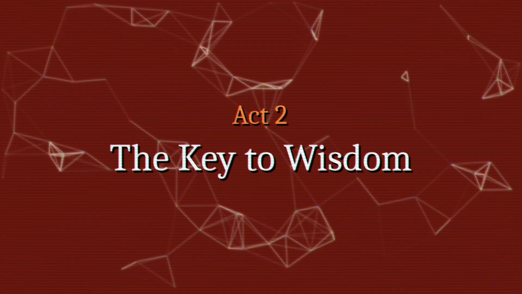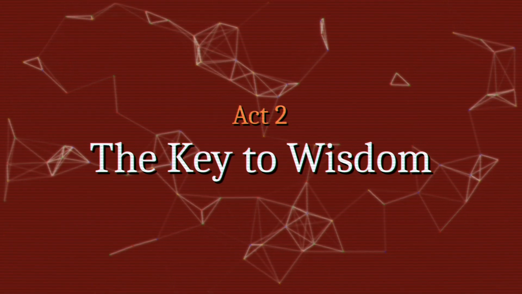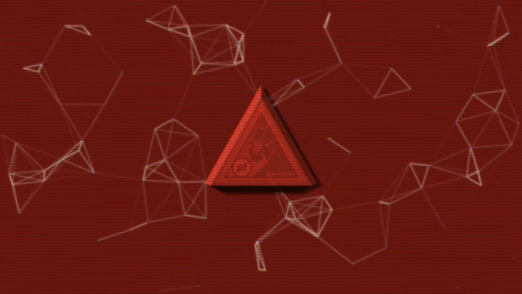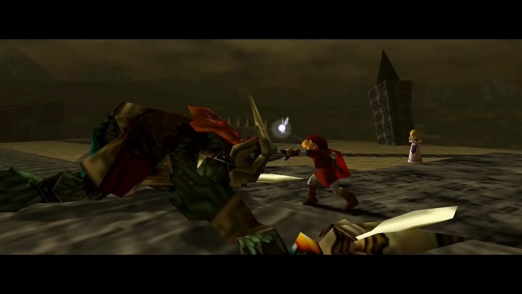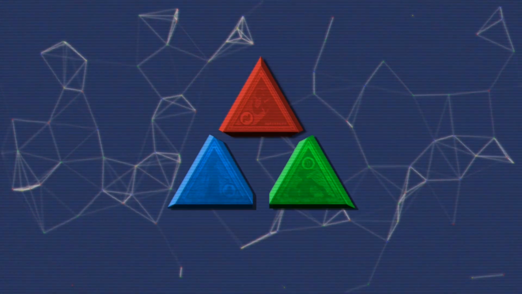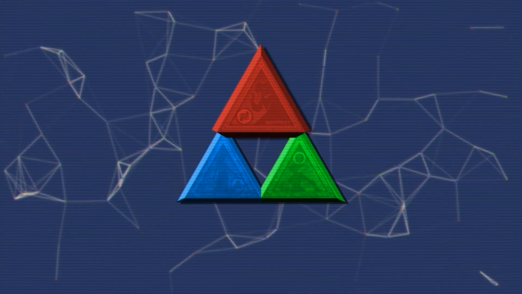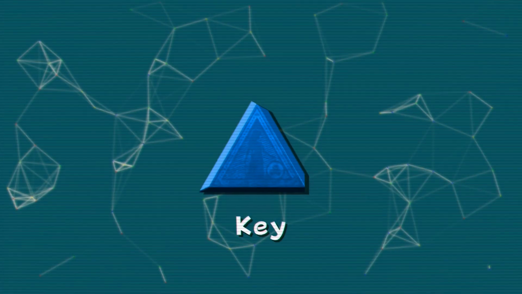Act 2. The Key to Wisdom. With the Triforce of Power in our possession, eat your heart out, Ganon. We turn our attention to the next piece. If the algorithm gives encryption its power, then the key grants it its wisdom.